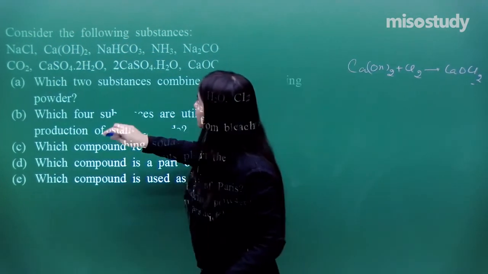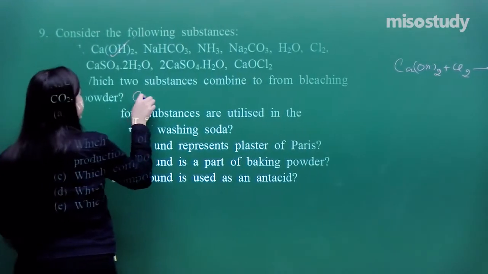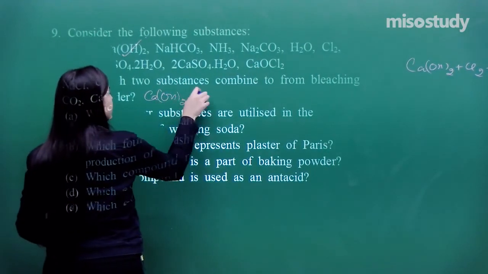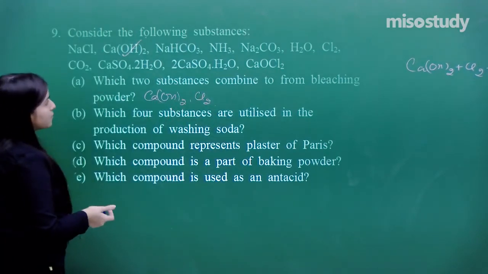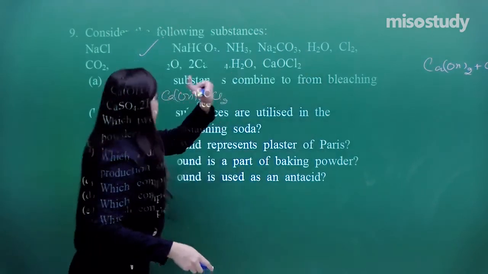So, which 2 substances are there? One is slaked lime, okay. Let me just write it here, plus Cl2, fine. These are the prime components. Cl2 we have in here in the list.